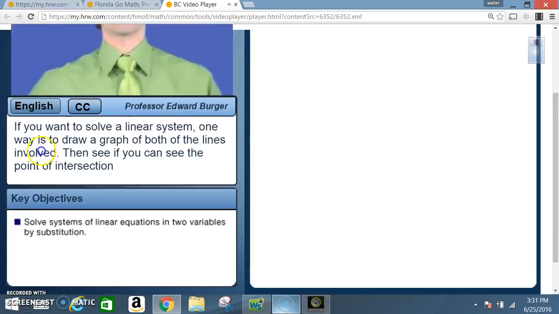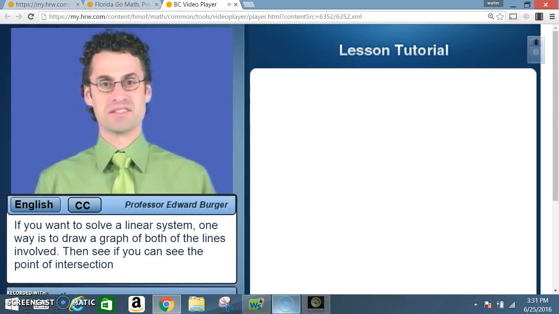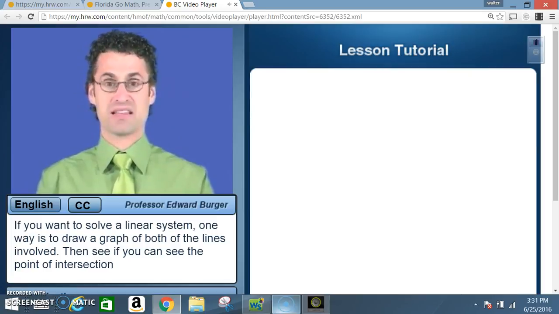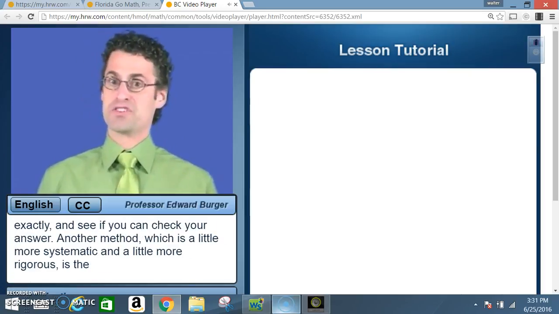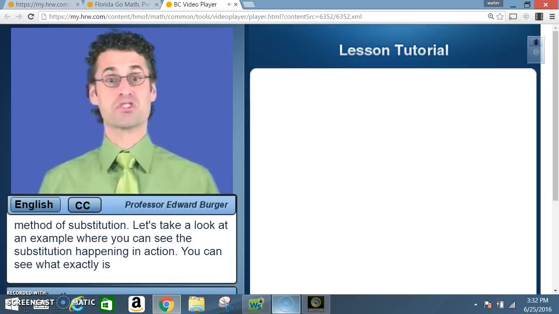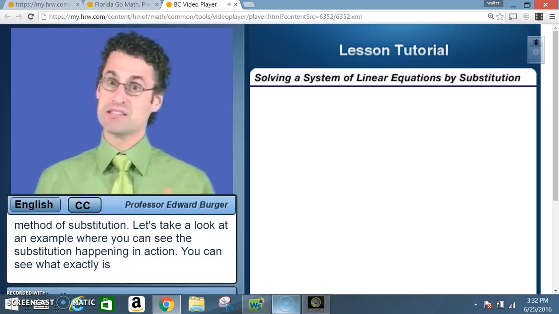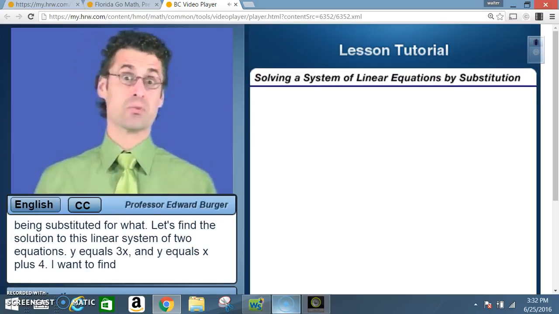So if you want to solve a linear system, one way is to draw a graph of both of the lines involved and see if you can see the point of intersection exactly and check your answer. Another method, which is a little bit more systematic and a little bit more rigorous, is the method of substitution. Let's take a look at an example where you can see the substitution happening in action and see what exactly is being substituted for what.